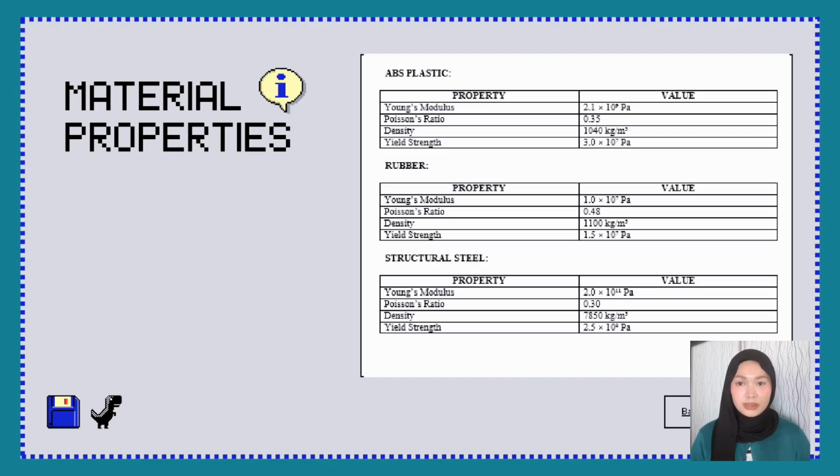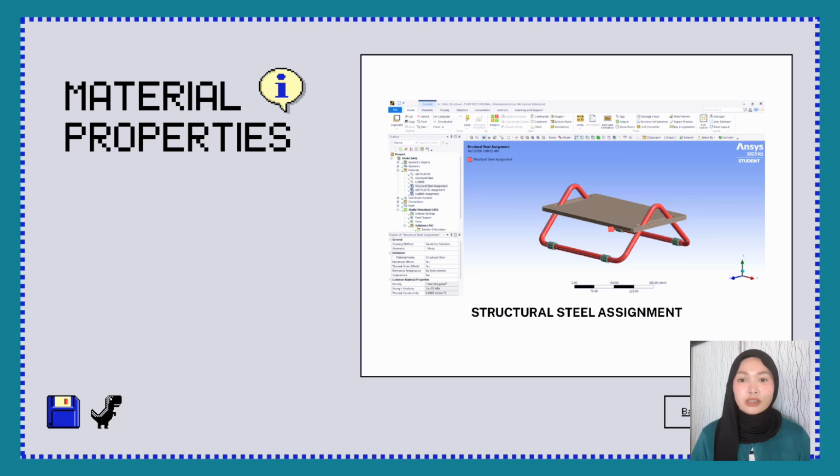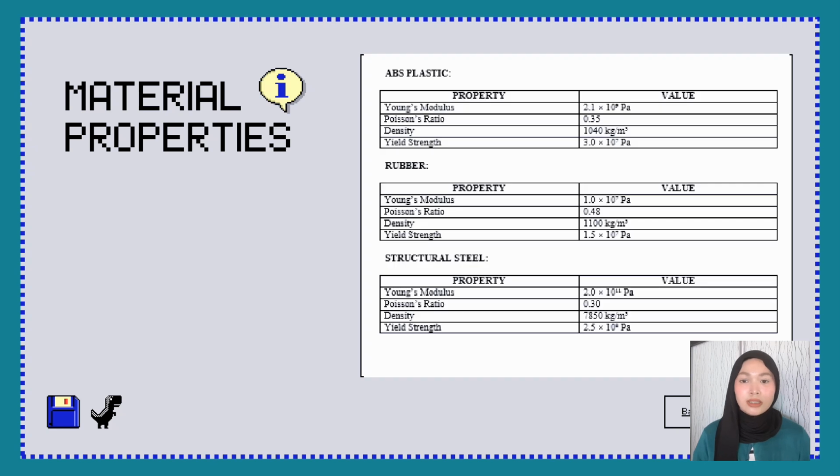Material properties. 3 materials were assigned. ABS plastic was used for the footrest base, structural steel for the supporting structure, and rubber for the bottom contact surface. This multi-material setup provides a more realistic simulation.